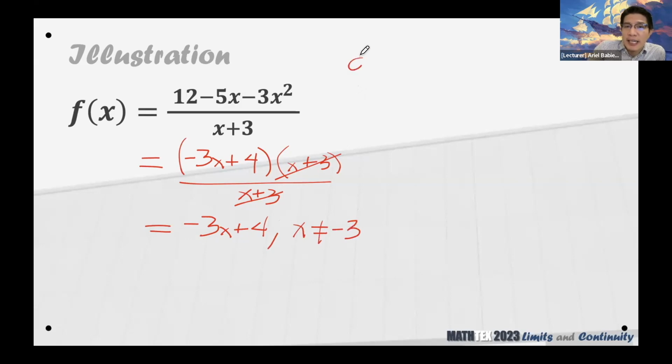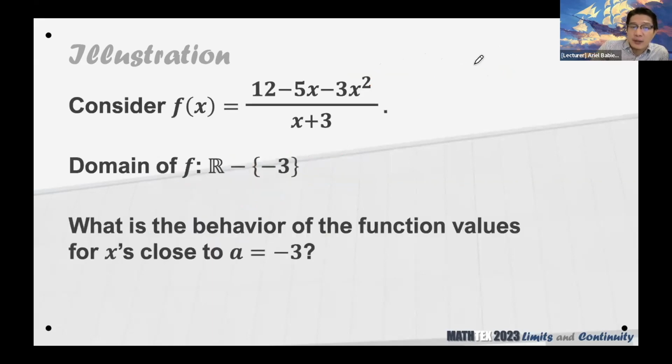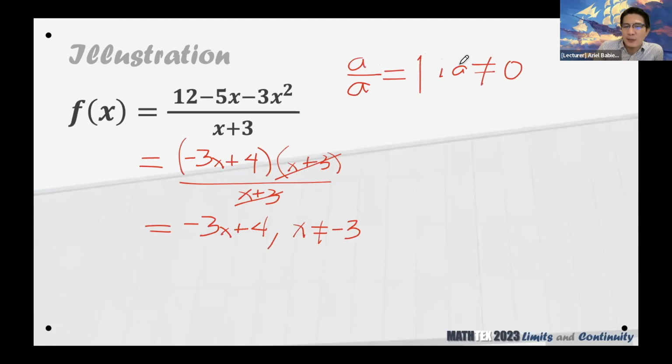Remember yung a over a, rule sa math. Review lang tayo, nakakalimutan na marami ito. A over a is equal to 1 only if a is not equal to 0. You can only perform cancellation if it is not equal to 0. Okay? Tama di ba? A over a is 1 if a is not equal to 0. 0 over 0, ano nga ang term natin doon? Pag 0 over 0?